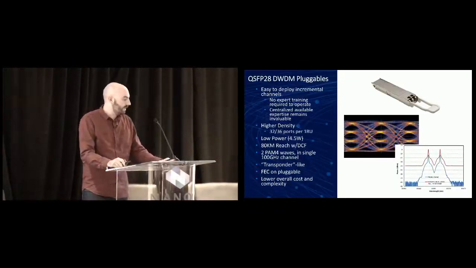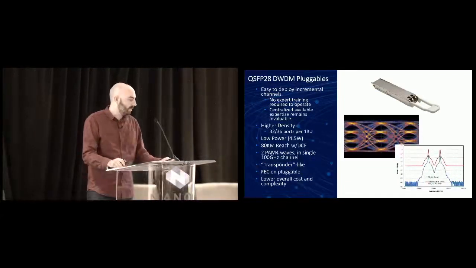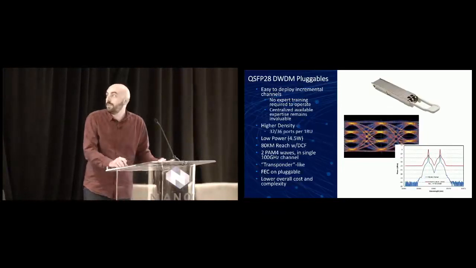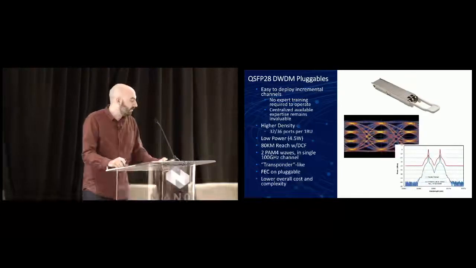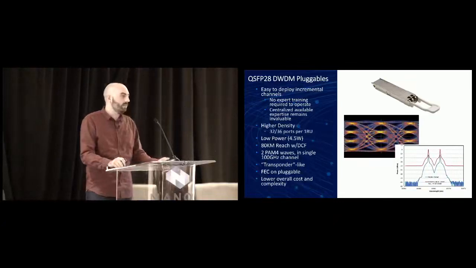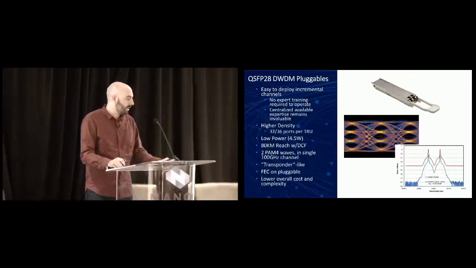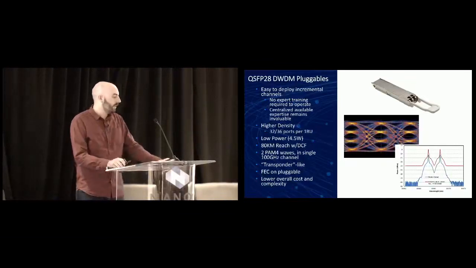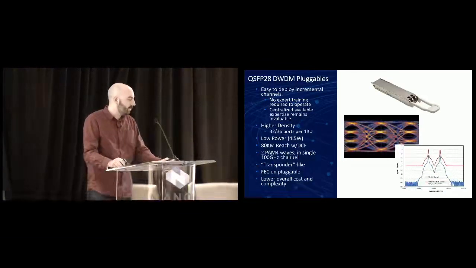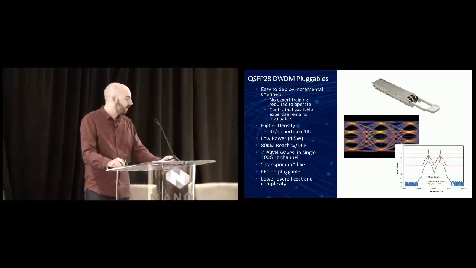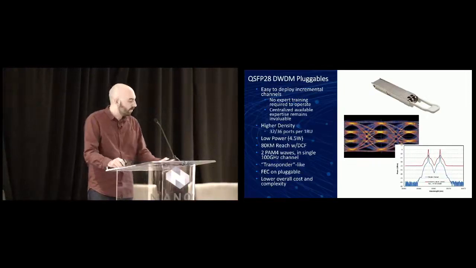These are pretty high density. You can do 32 to 36 ports per rack unit. So if you wanted to, you could fill an entire QSFP pizza box with these things. They're a low power draw, 4.5 watts. That's a little bit higher than you typically see with these pluggables, but it's still pretty low compared to other solutions. They have 80-kilometer reach if you have dispersion compensating fiber, so that hits most of your metro locations. And the transmitter is 2 PAM4 waves in a single 100 gigahertz channel, so that works for us with fitting in that 100 gigahertz channel that we need to work with.